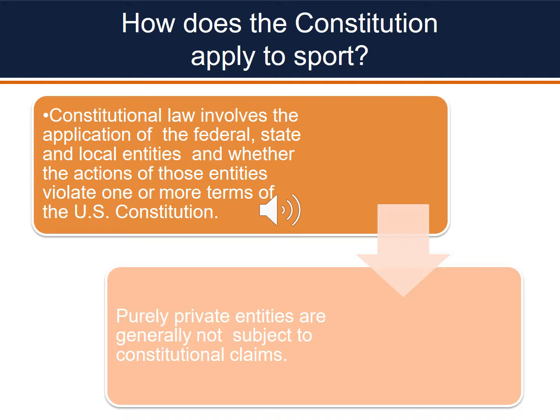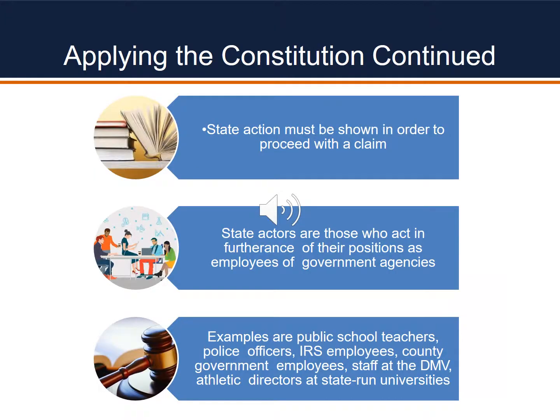Okay, let's say then what it looks like for state action or to be a state actor. Okay, we have learned that constitutional law does not apply to our professional sports. So who does it apply to when we consider the world of sport? It applies to state actors. To successfully prove a constitutional claim, we must first show that state action exists. So who are state actors? State actors are those who act in furtherance of their position as employees of government agencies. Again, that may seem a little broad. Okay, how does that apply to sports? Public school teachers are government agencies.